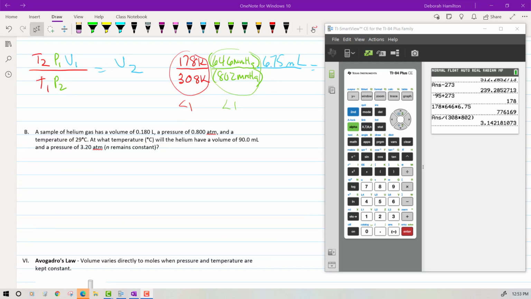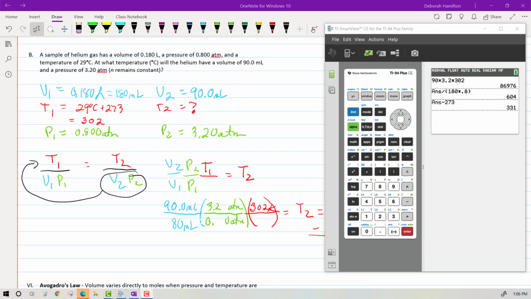All right, now let's get you to try this next one. It has a volume of 0.180, a pressure, a first temperature. Don't forget to change Celsius to Kelvin. You're looking for a new temperature, and you're given another volume and a pressure. So pause the video, try your work, come back, check your solution.